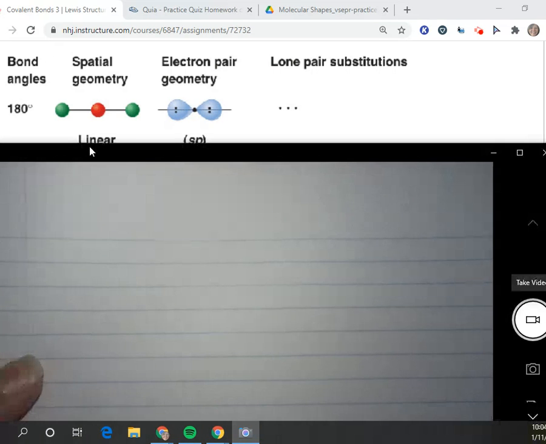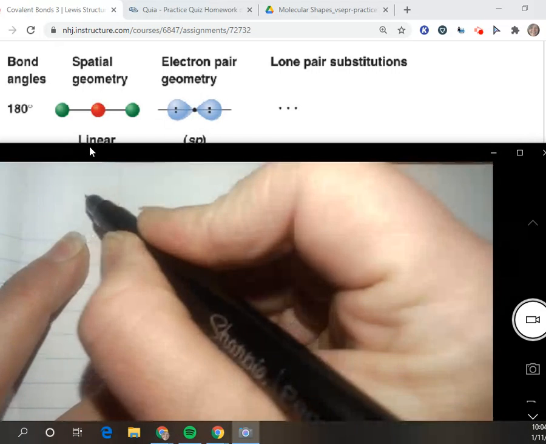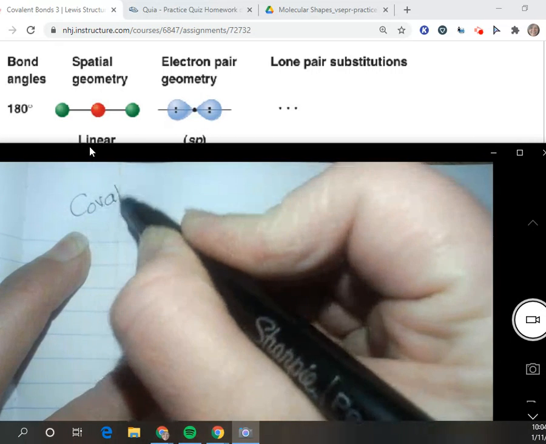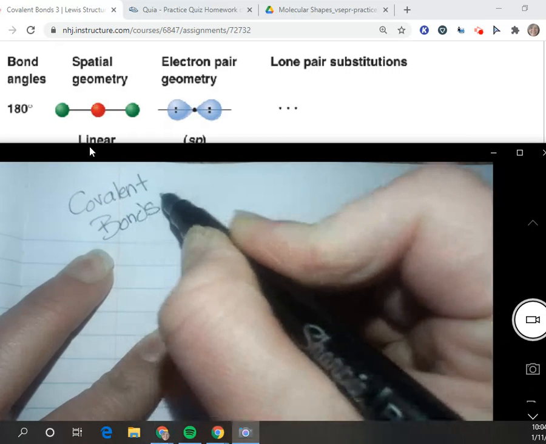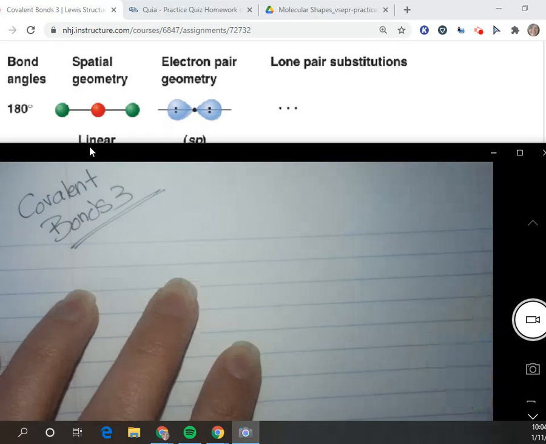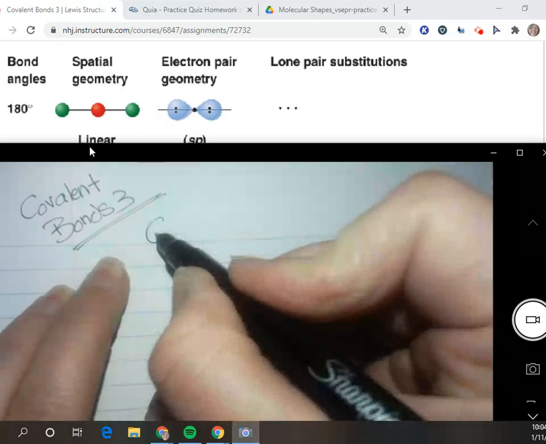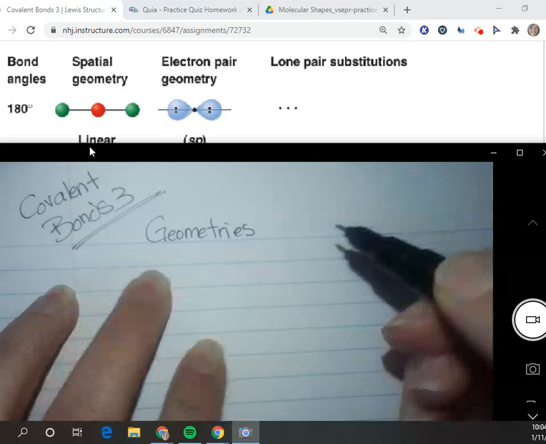So let's pull in our notes. I am going to label them Covalent Bonds 3 so that we know what lesson this comes from. So we have 2 sets of notes from one lesson. It is what it is. All right, and this set is going to be called Geometries.